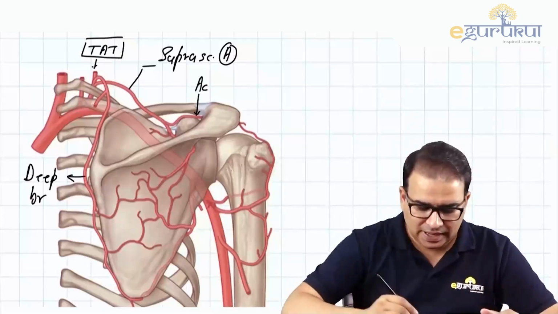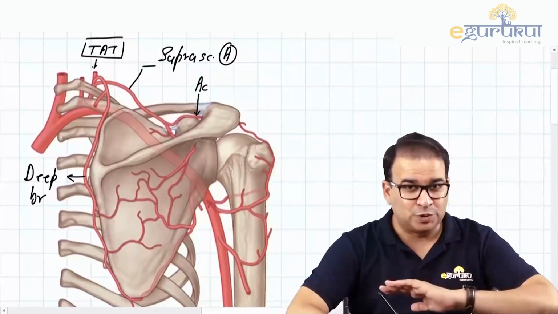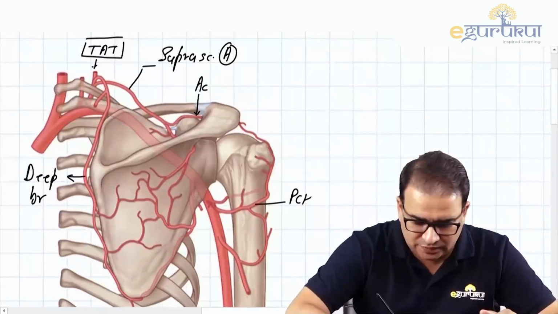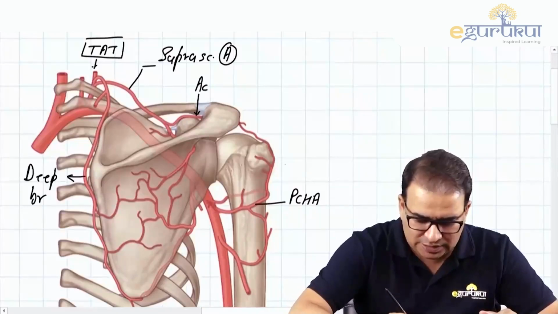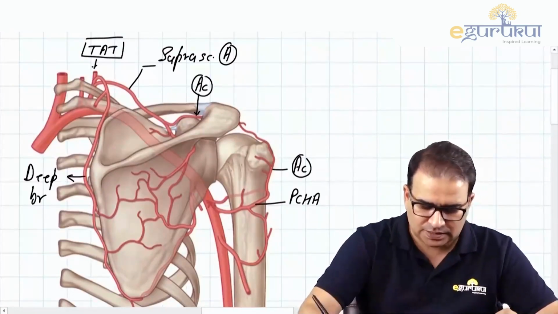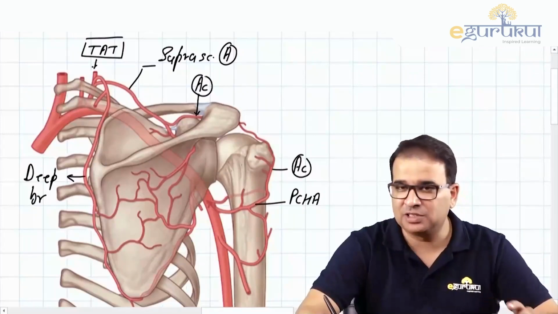Looking on the other side, because the view is from the posterior side, that's a posterior view. So this here is PCHA, posterior circumflex humeral artery, and you can see this branch coming from the posterior circumflex humeral artery. Again, that's an acromion branch. The two acromion branches are shown here.